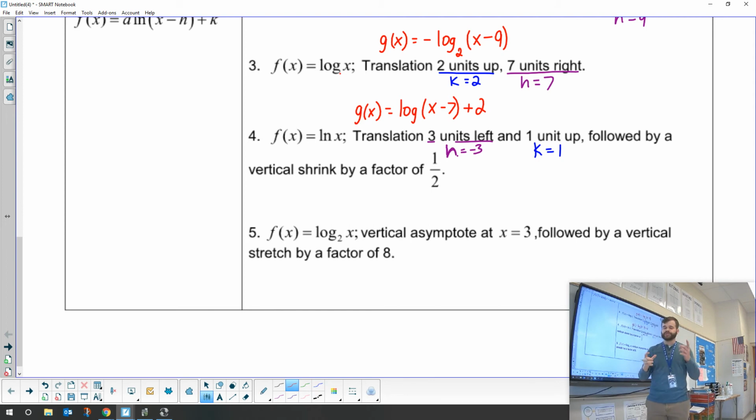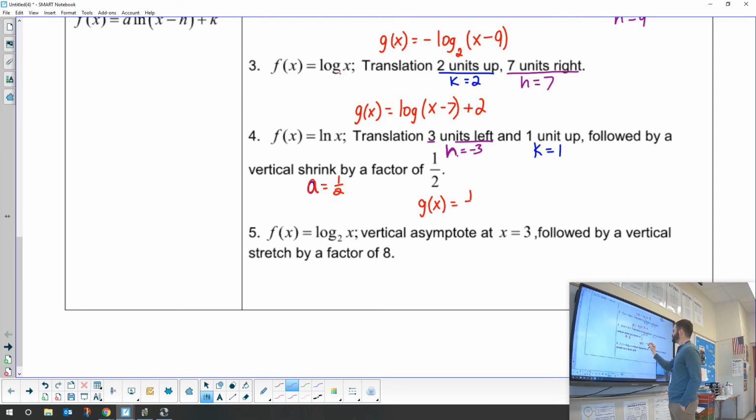Now remember, shrink, compress are both in the A section. So A controls shrink or compress. So whatever this is, that's just going to be my A. So A equals 1/2. So now I have my A, H, and K. We can write my equation.